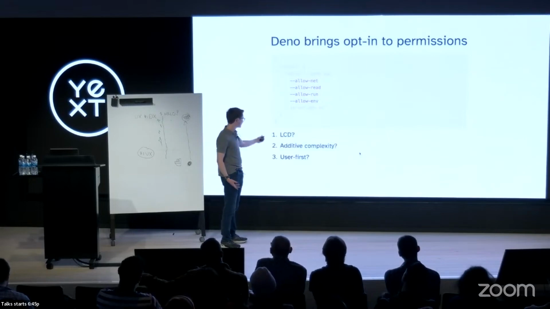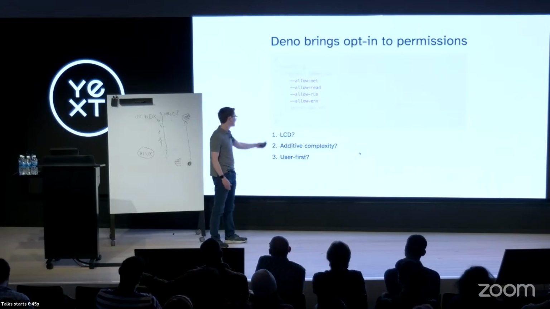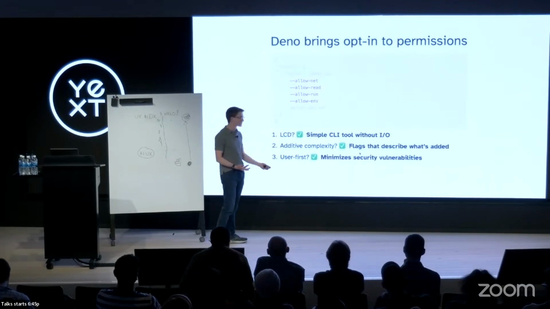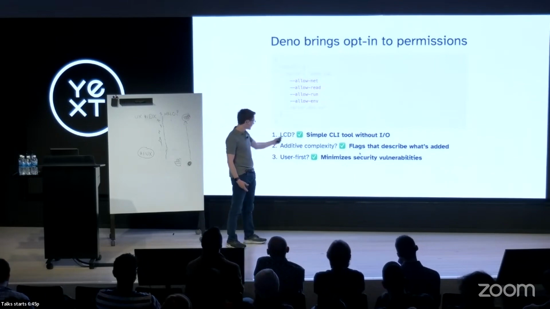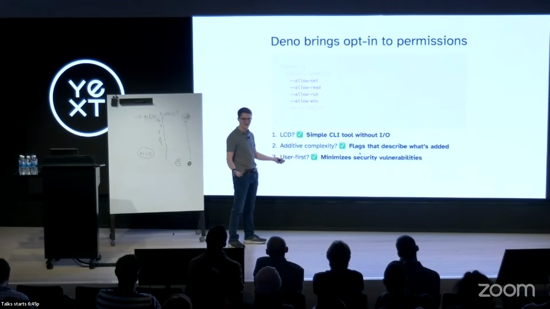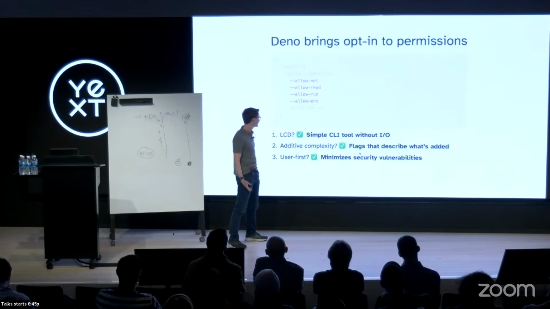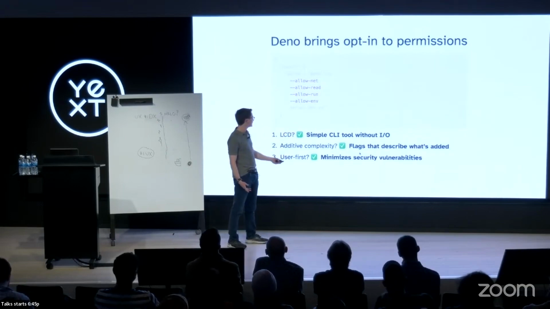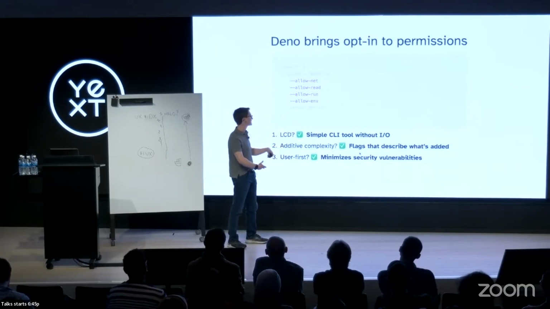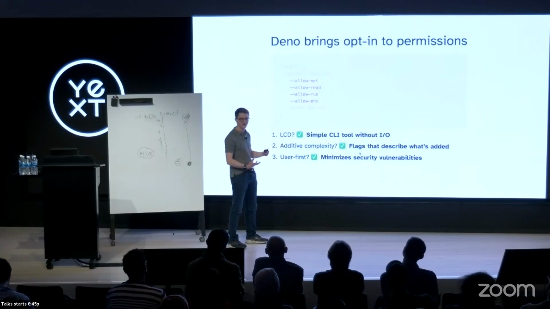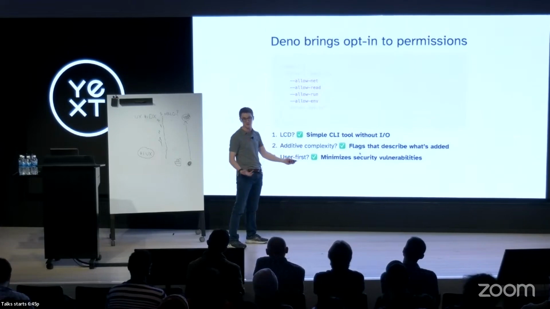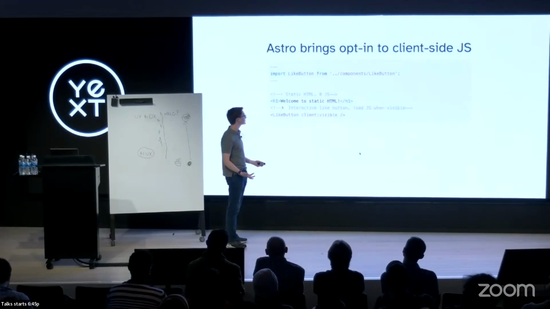And each of these are like the principles we talked about earlier: lowest common denominator, additive complexity, user first. And I feel like it addresses all of those pretty well. The lowest denominator is someone just trying to build a CLI tool with Deno. They don't need any I/O or network access, so it's good to just shut off their access to that. And it is definitely additive. You start with no flags, add them on, and it's very clear what those flags are doing, so you can't be unintentional about it. And it is user first. We're talking about security here, so the default is going to be the most secure option.